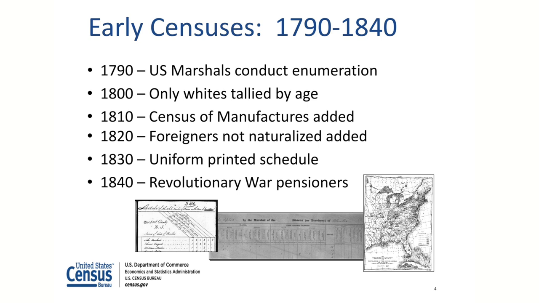The reason that we counted free white males over 16 and free white males under 16 was simply so that the federal government knew the number of men available for militias.